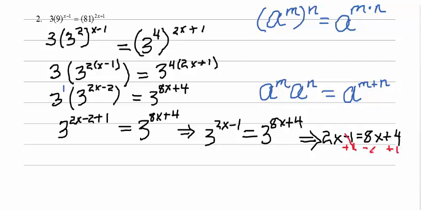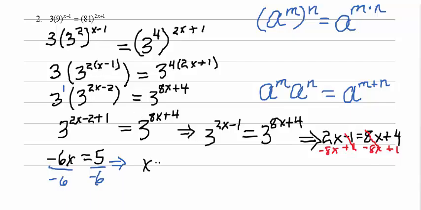We're going to add 1 to both sides and subtract 8x from both sides. So we wind up with negative 6x equals 5. We divide both sides by negative 6, and we get x equal to negative 5 over 6. So that's my solution.